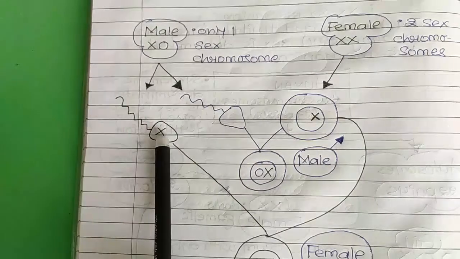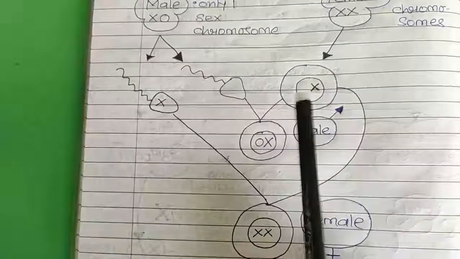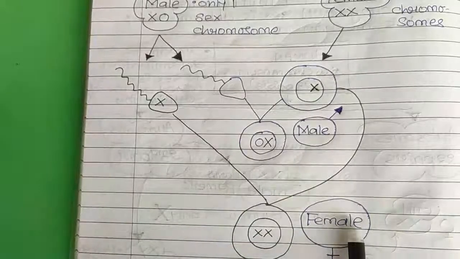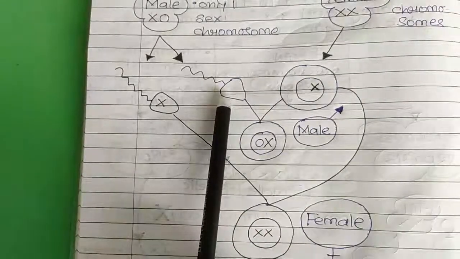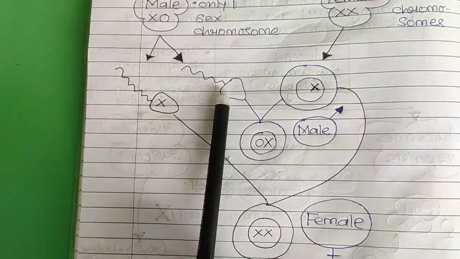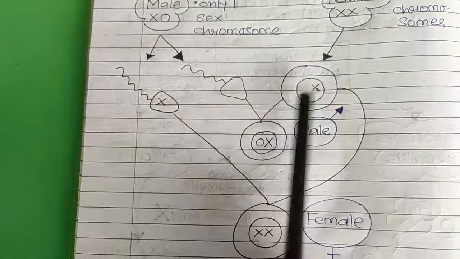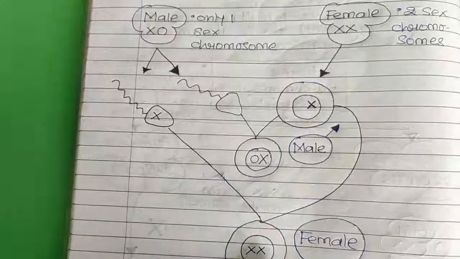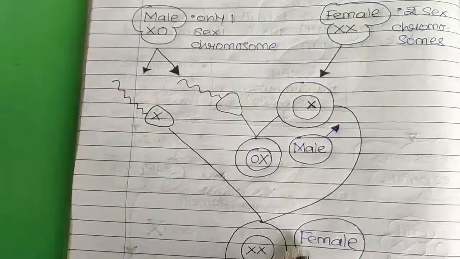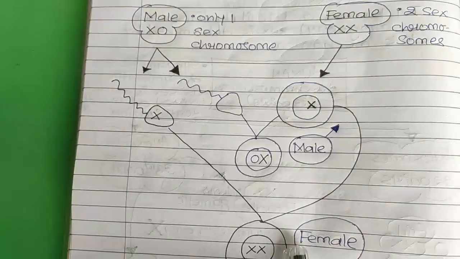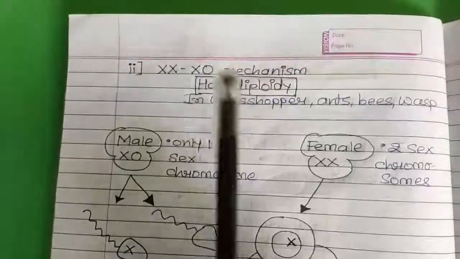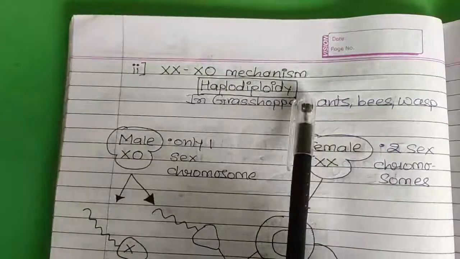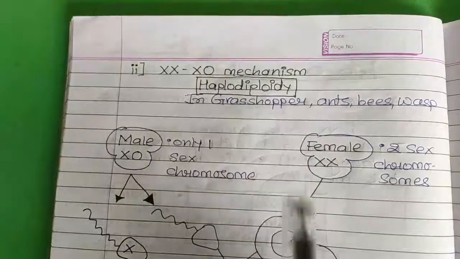If the X chromosome containing sperm fertilizes the egg, then there will be a female. And if an empty sperm, empty in terms of not having any chromosome that determines the sex, fertilizes the egg, then there will be a male. So, males are haploid and females are diploid in terms of chromosomes. That is why this particular technique is known as haplodiploidy. Let's have a quick recap.